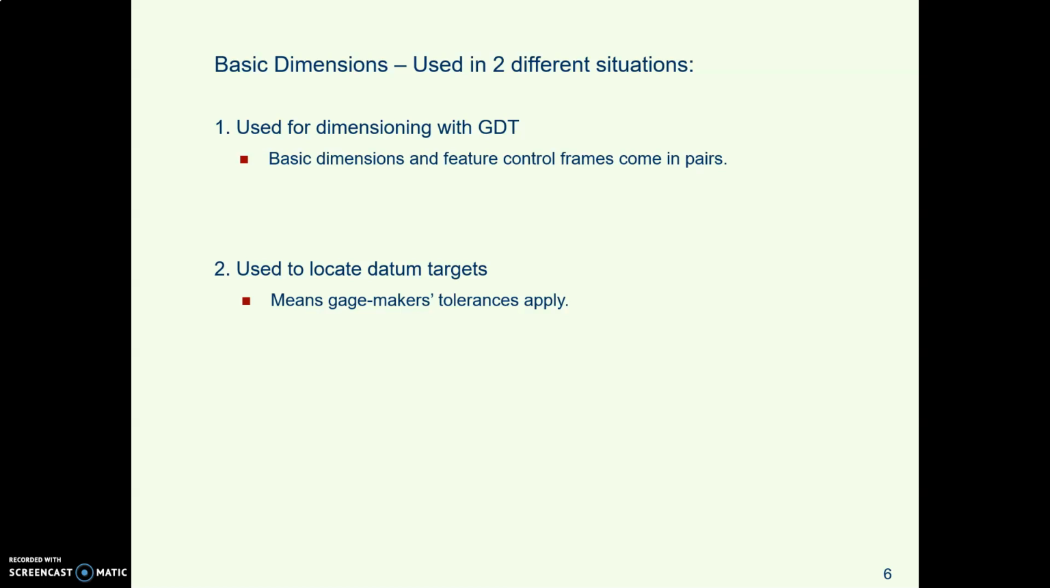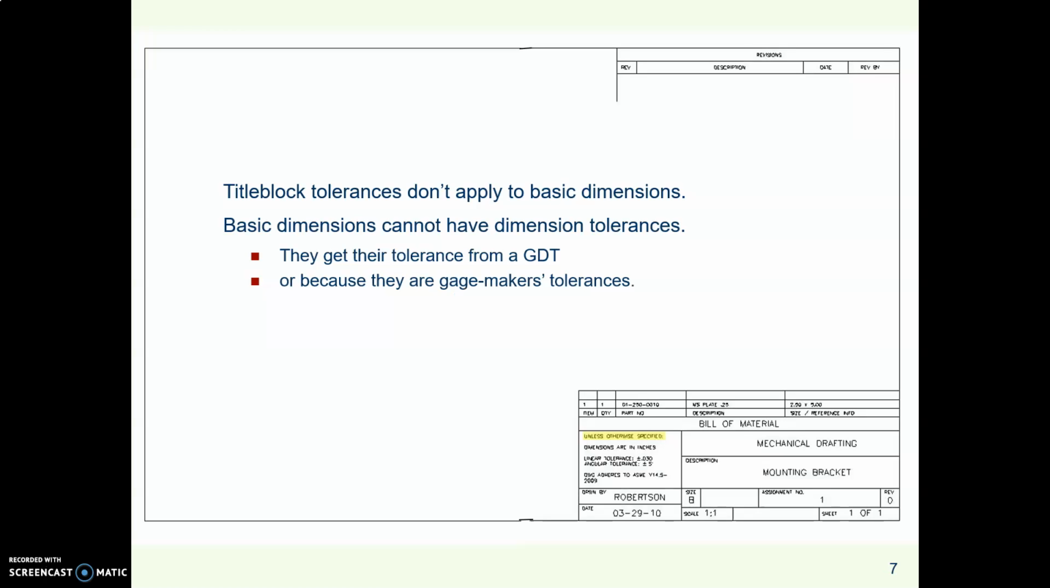There are actually 2 different uses for basic dimensions, and we're only going to look at the GDT application, where basic dimensions and feature control frames travel in pairs. If you are involved in maybe some fancy jig and fixture tooling design, you might use something called datum targets, and if you're doing that, then basic dimensions mean gauge maker's tolerances apply. Don't worry too much about that, but I just wanted to tell you in a minute what gauge maker's tolerances are.